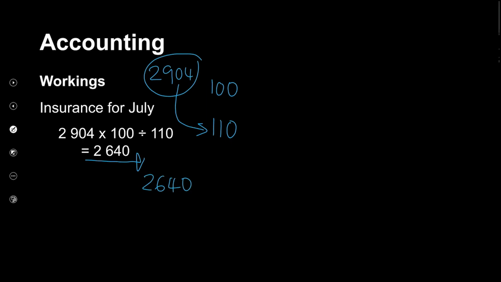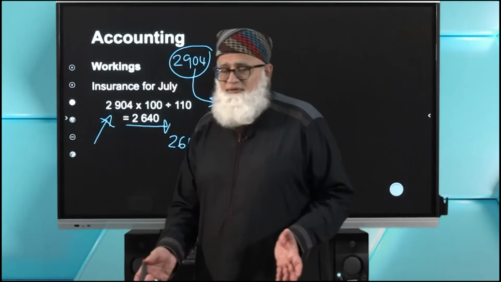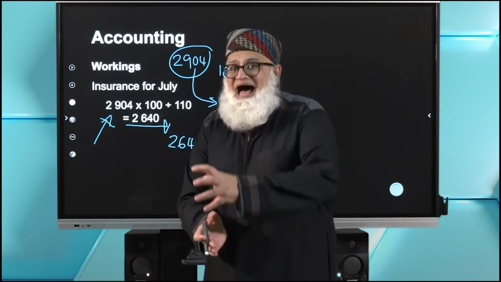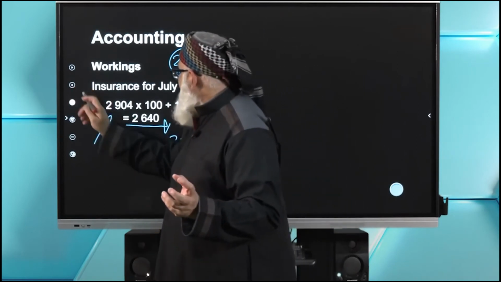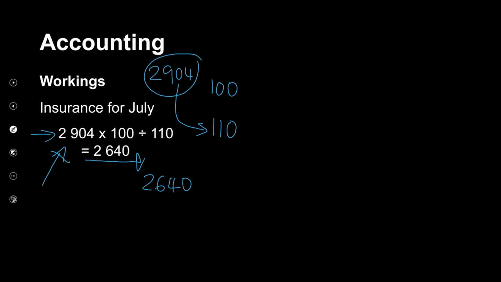Take the increase into consideration, and you will see therefore that if you increase that amount by 10%, you're going to get your new figure of 2904, which was given. So in this particular example, they gave you the insurance after the increase. And that's the important part to remember. The 2904 was the amount after the increase. In other words, another way of setting this out for you, 2904 is equal to 110%.